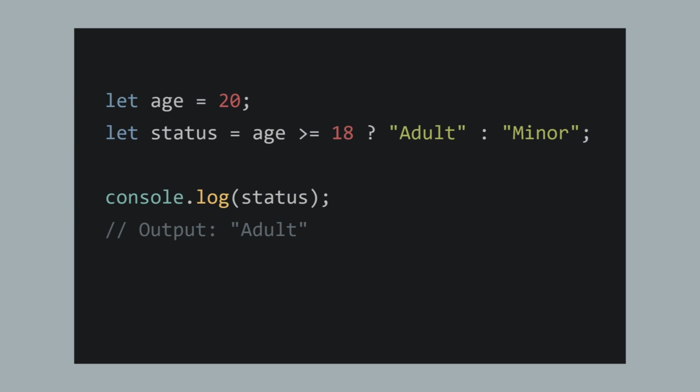From this example, we can see that age is 20, and when age is greater than or equal to 18, output adult, else output minor. It serves the same purpose, but it is just one line of code, easier, readable, and cleaner.